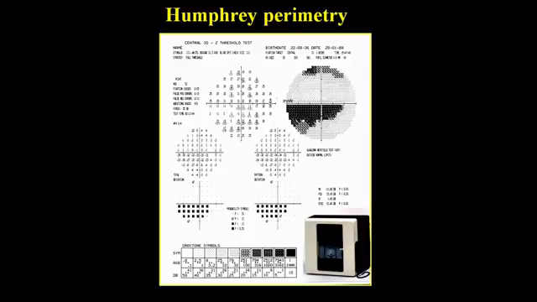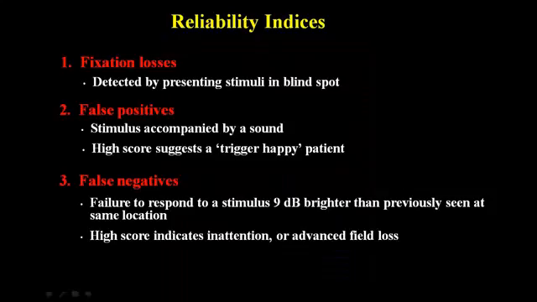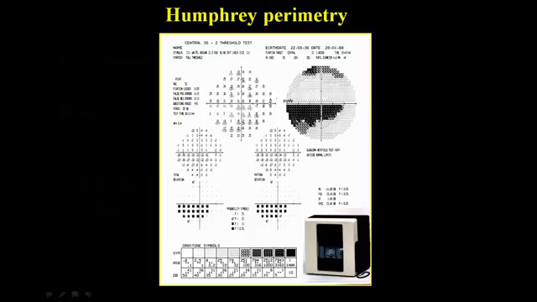This is the printout of a Humphrey field test shown here. Now you can appreciate that on the top there is a gray scale which shows the inferior hemifield defect, and there is also a depressed area at the periphery of the superior field. Then in the middle we have the total deviation charts, which are adjusted for the normative data and are age adjusted, and inferiorly we have the pattern deviation charts.